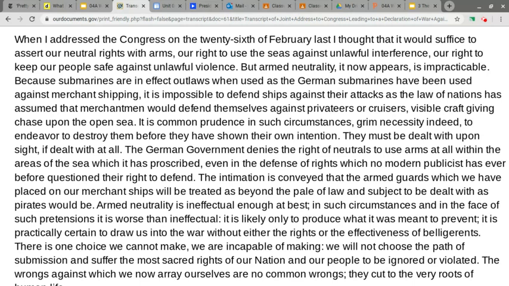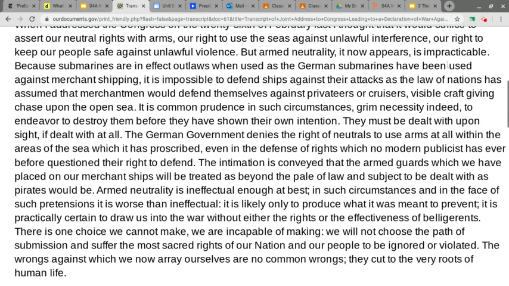There is one choice we cannot make, we are incapable of making. We will not choose the path of submission and suffer the most sacred rights of our nation and our people to be ignored or violated. The wrongs against which we now array ourselves are no common wrongs. They cut to the very roots of human life.